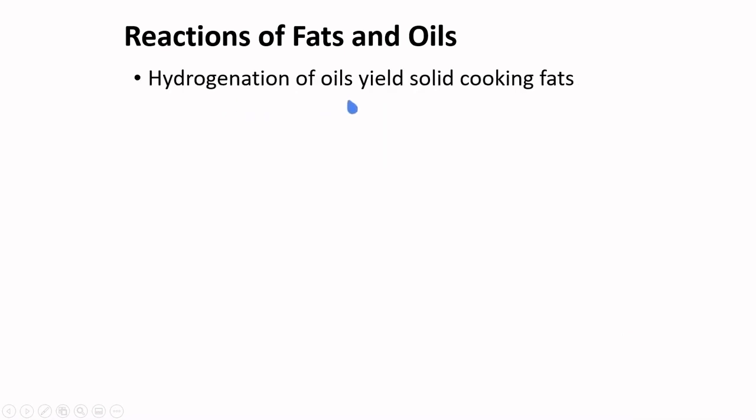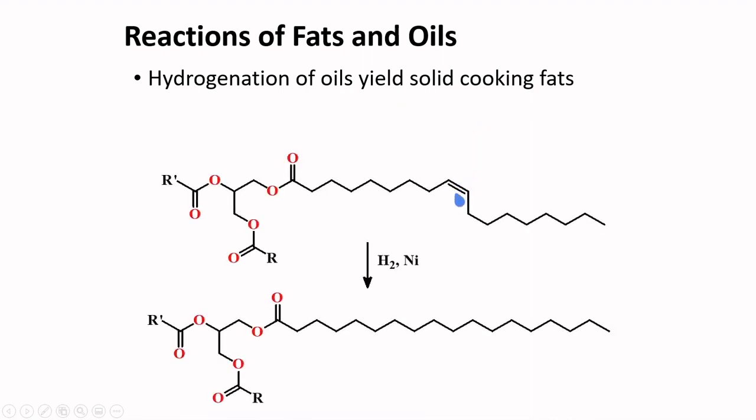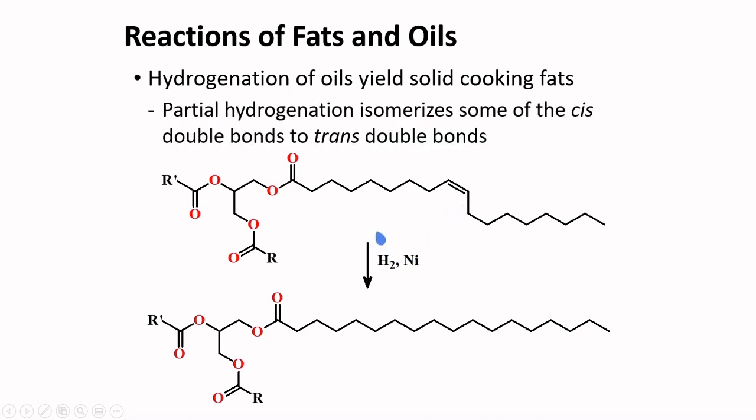Hydrogenation of oils yields cooking fats, for example, margarine. This double bond becomes reduced in the presence of hydrogen with a nickel catalyst. Partial hydrogenation isomerizes some of the cis double bonds to trans double bonds. This often has a detrimental effect because trans fats have been associated with an increased incidence of cardiovascular diseases.